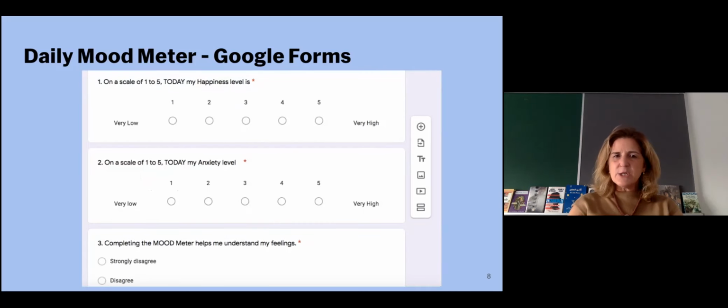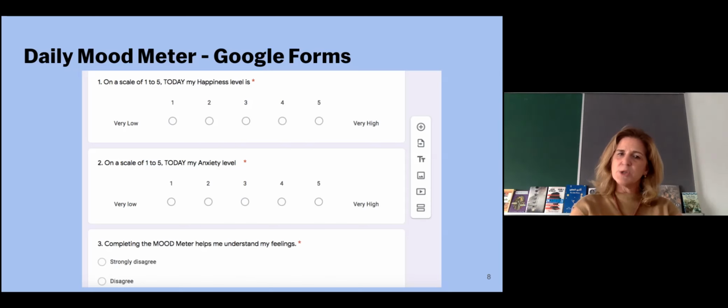What I've added to this mood meter are questions. So this last week, these are typical questions. What's your happiness level? What's your anxiety level? And then I want feedback. Does it help you understand your feelings? Do you like doing the mood meter? Does it help you? This last week, I added additional questions related to the presidential election. What did you learn about the candidates? And it's just a quick way of touching base and seeing where students are on various topics.